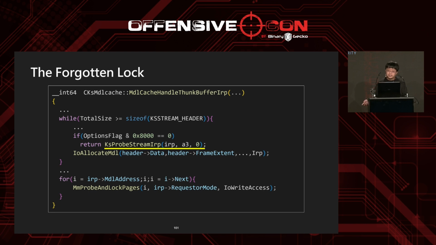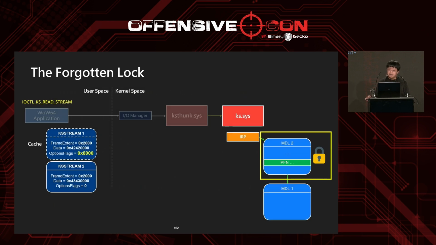But in our case, the first frame has the cache flag, and the second one does not. When ks begins processing the second frame, it will call KsProbeStreamIrp. At this point, the MDL chain inside the IRP looks like this. The first MDL is already locked, but the second one is not locked at all.